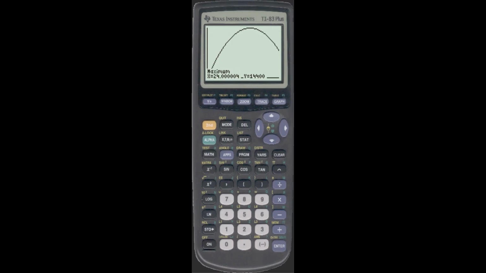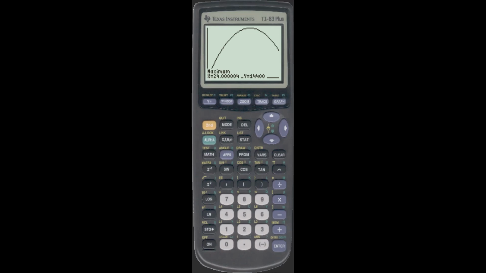So in your notes here today, what I'm going to show you is that you do a left, you do a right, and then you also guess at that point. This is for part B. And your maximum is at that point 24, 14,400. So part B is asking for the unit price, and that unit price is $24.